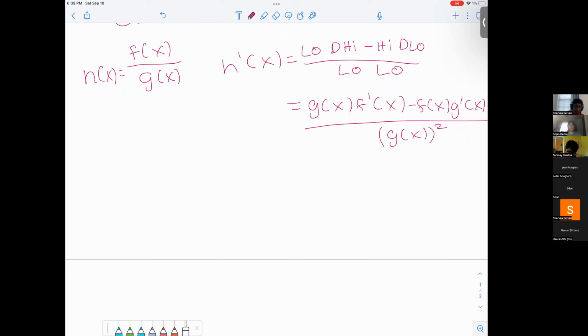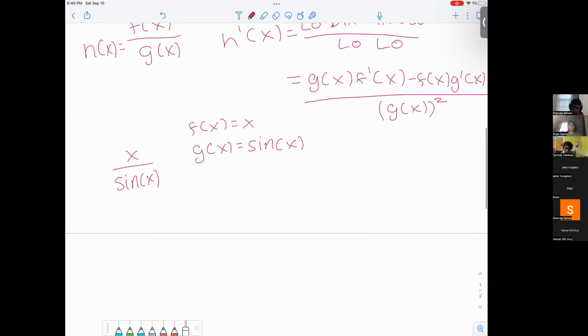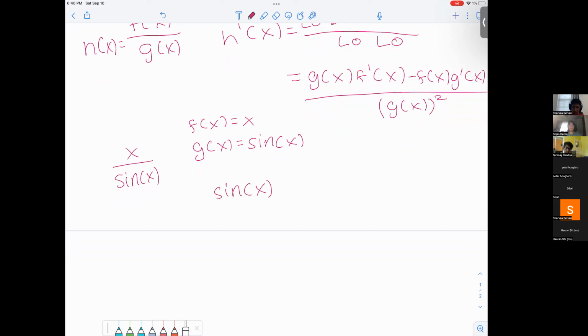Say you want to find the derivative of x over sine of x. Well, to do x over sine of x, we say the upper function f of x is equal to x, and the lower function g of x is equal to sine of x. So we do low, the low function, times the derivative of the high function, so times 1, right? The derivative of x is 1, minus high, so x, times the derivative of the lower function, which is the derivative of sine of x, which is cosine of x, all over low low, so g of x squared, which is sine of x squared.